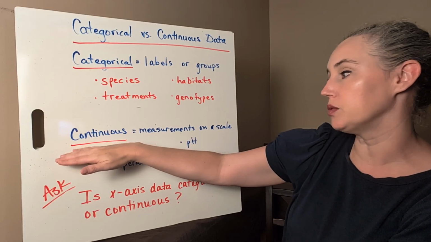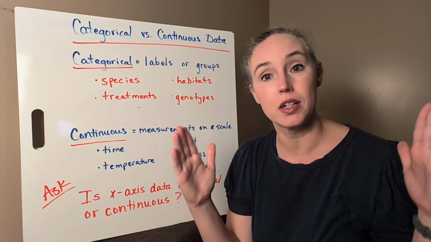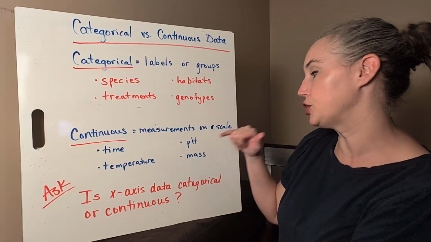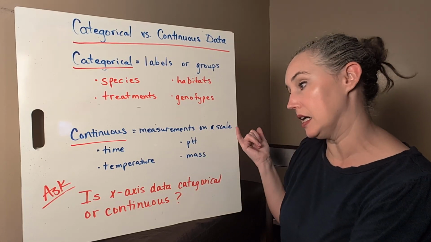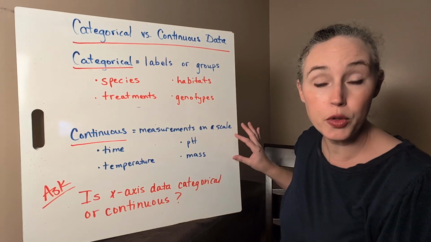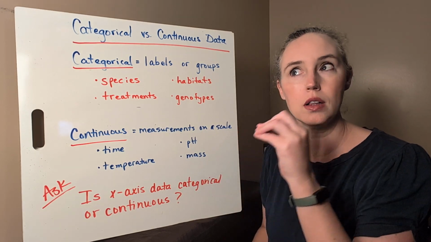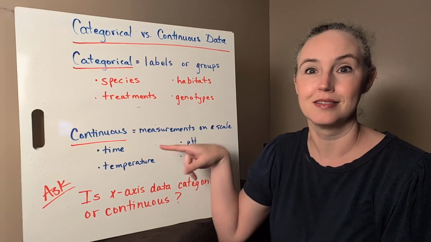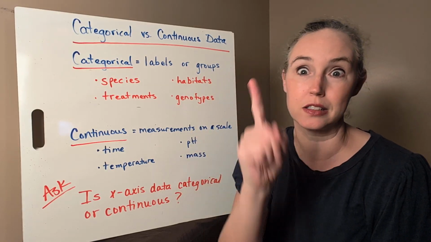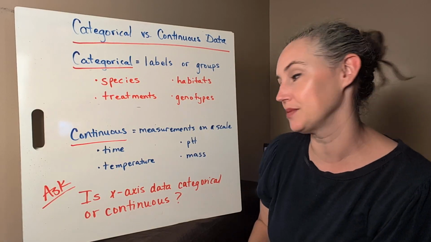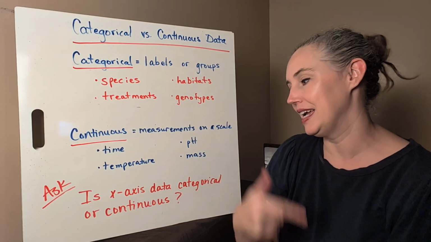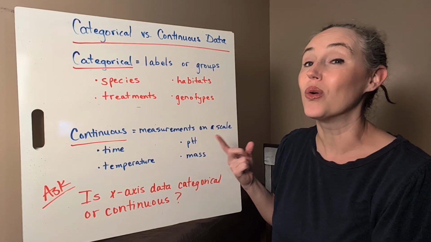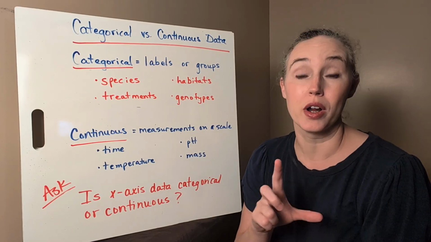Now, then there's continuous, which is when you're measuring something along a scale. Something like time, temperature, pH, or mass. So these are often numerical, but not all numbers are continuous. We'll get into the exceptions at the end, so stick around to the end for the tricks. Ask yourself, is the x-axis data categorical or is it continuous? We're going to break it down.